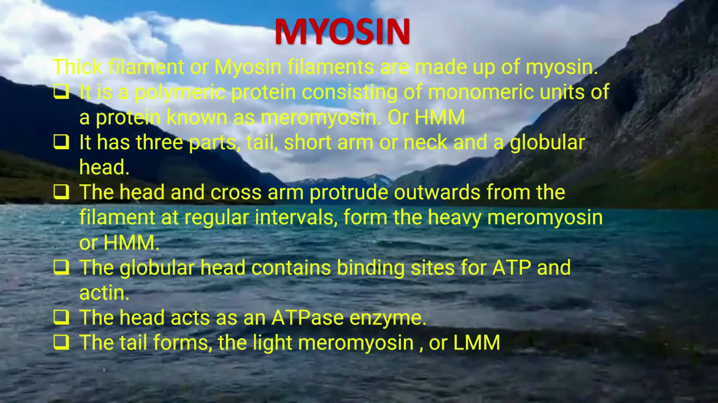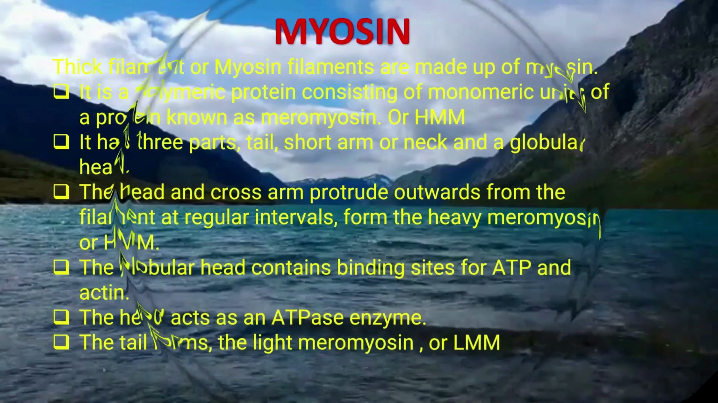The head and cross arm protrude outwards from the filament at regular intervals and form the heavy meromyosin, or HMM. The globular head contains binding sites for ATP and actin. The head acts as an ATPase enzyme. The tail forms light meromyosin, or LMM.